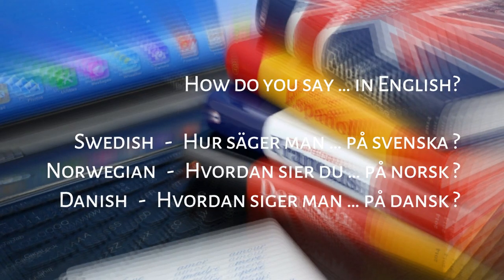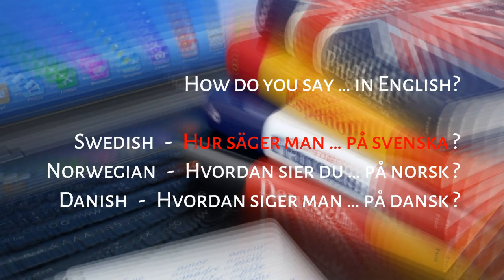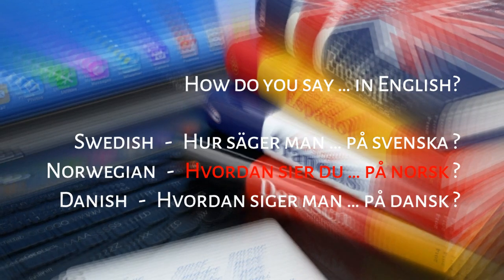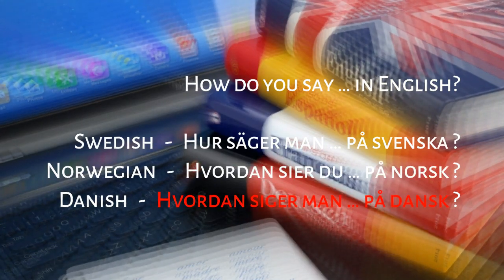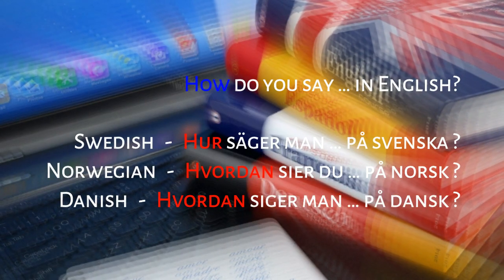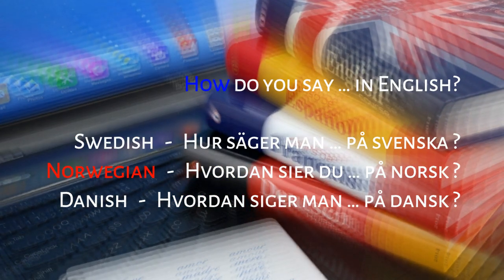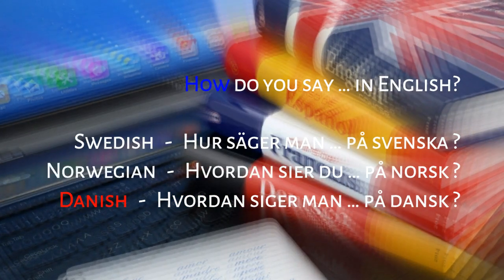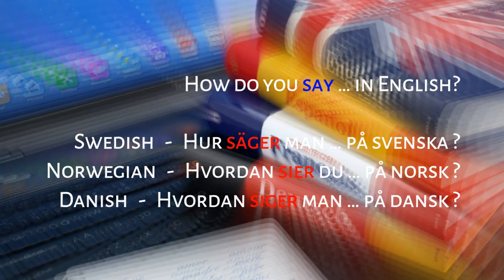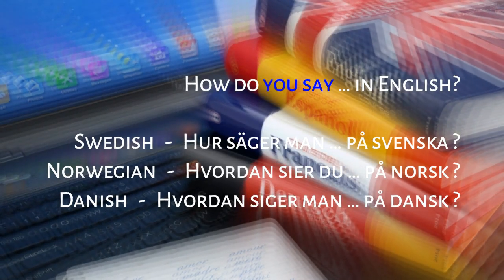How do you say in a North Germanic language? In Swedish, Hur säger man på svenska? In Norwegian, Hvordan sier du på norsk? And finally in Danish, Hvordan siger man på dansk? Again, here is the question word for how. In Swedish it is Hur, in Norwegian, Hvordan, and in Danish it is Hvordan. Then to say is the verb. However, we have to conjugate the verb to mean you say or one says.